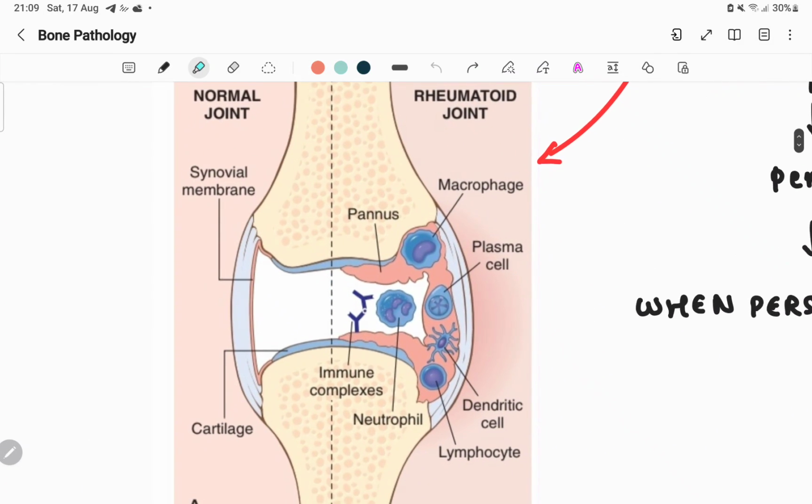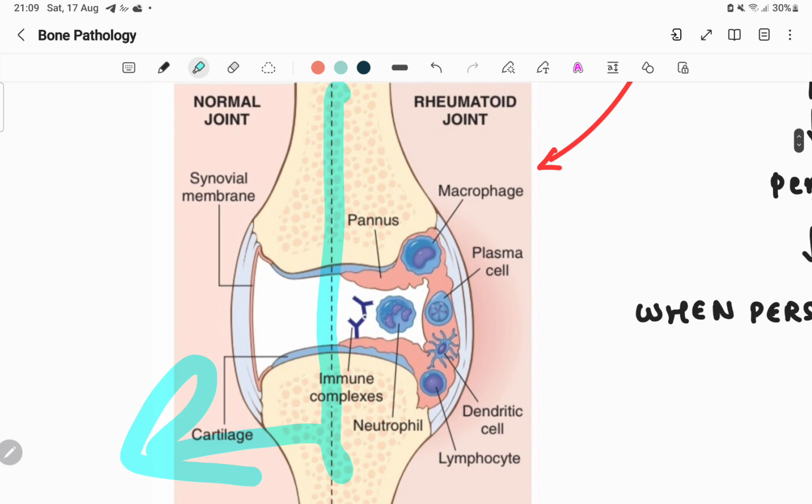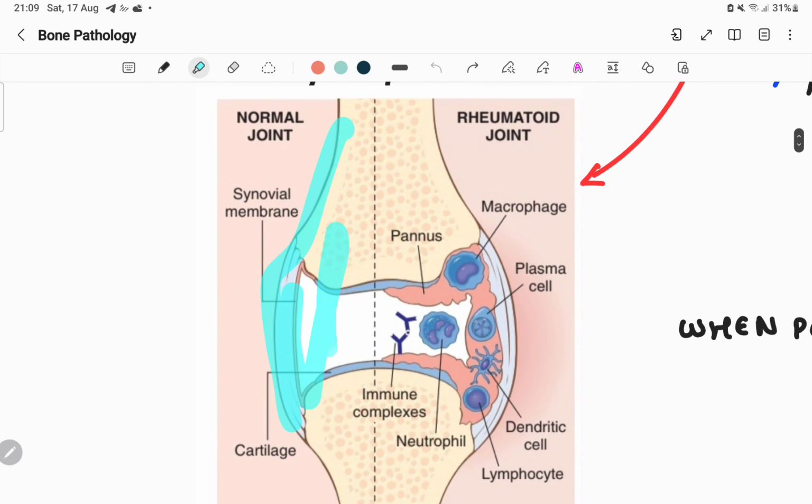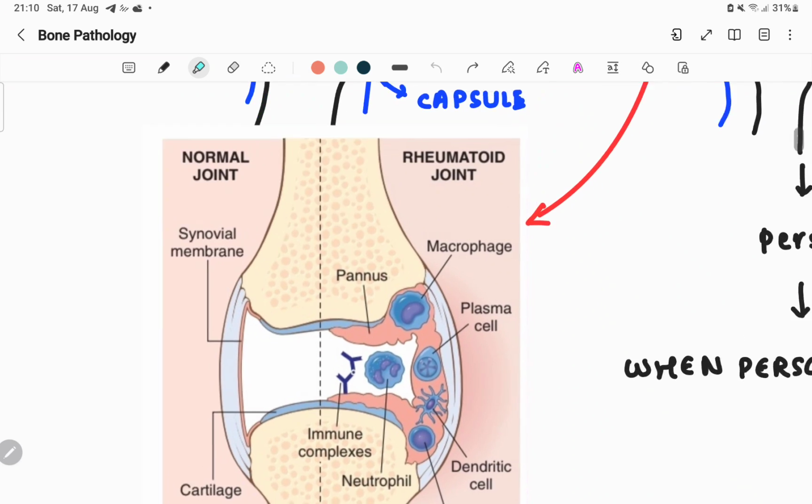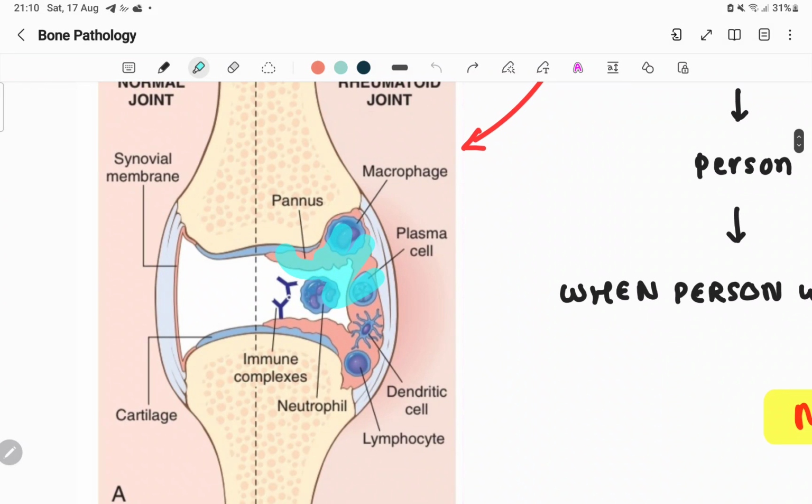This is the normal joint. This half is the normal part up to this. So in the normal joint, this is the synovial membrane. This is the normal capsule here, capsule here, capsule here. The joint space is normal. But here look at this. There is an orangish discoloration, right? So this one is the proliferation.